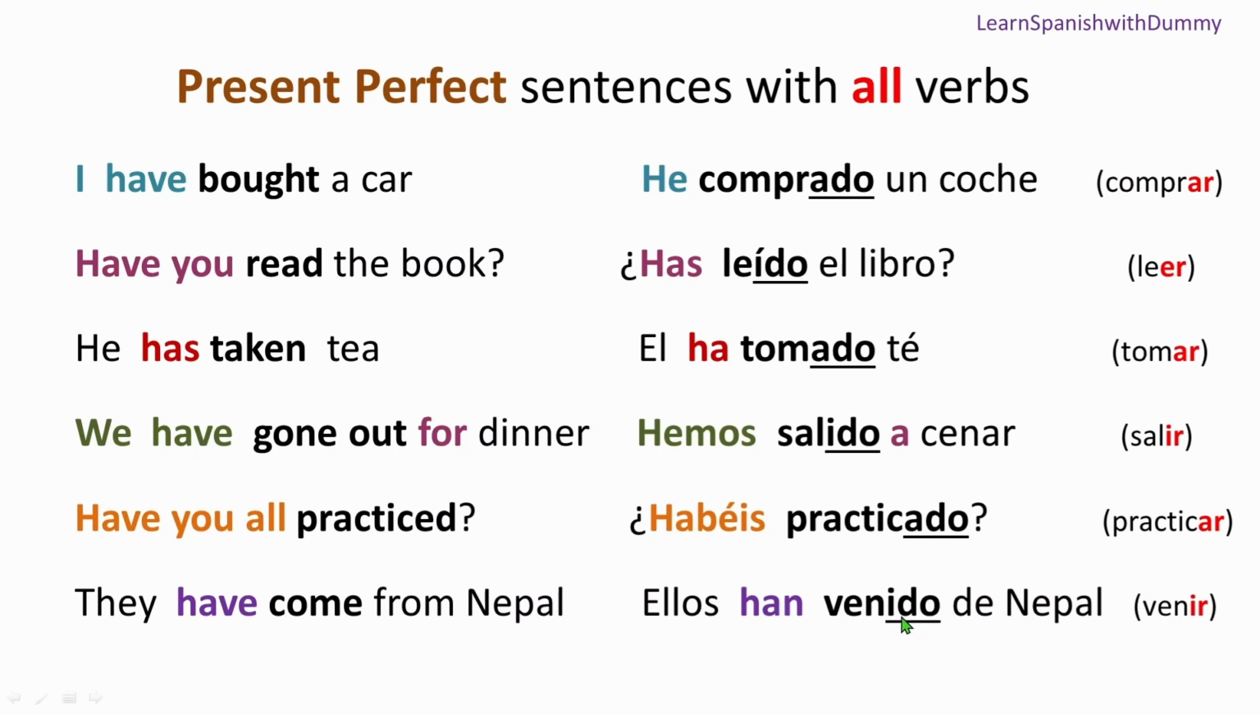In English we say I have come, but still this come has a sense of a past. So to bring that sense, we need to apply that rule, and we have to make it venido from venir. Venir means to come, venido means also to come, but it has a sense of a past. Okay, perfect.